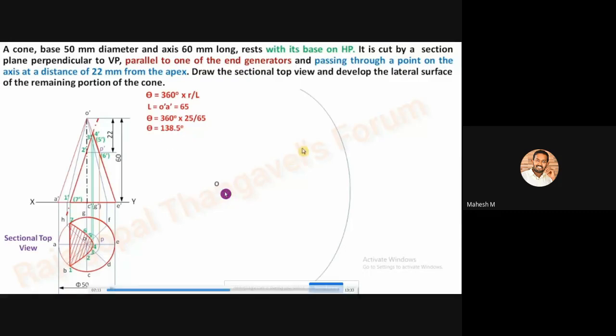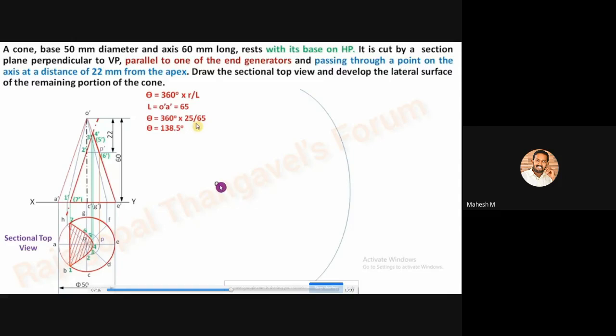So you can place any point as O, it is the apex point. Then you can create this arc. So what is the length of this arc? It is equal to the generator. So you can measure O dash to A dash, then you can create this arc. Okay, so you can create this particular arc.